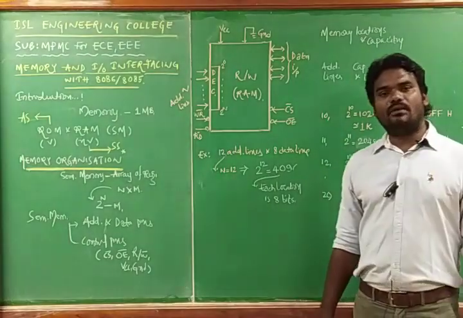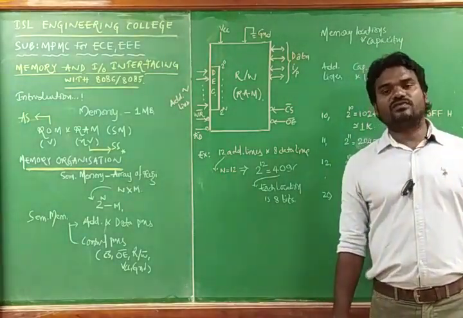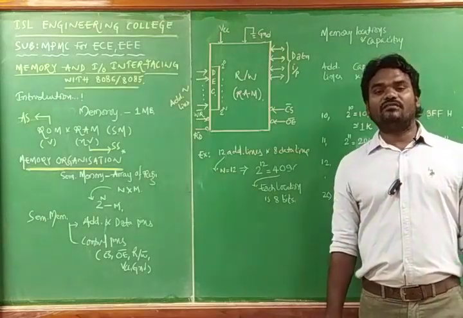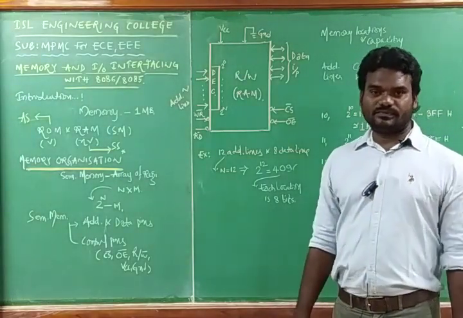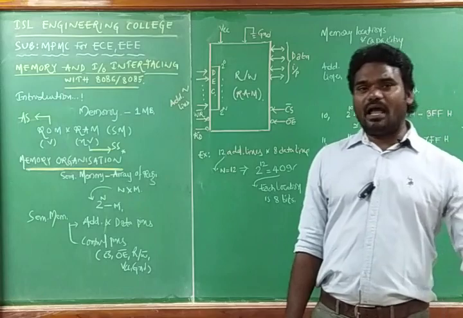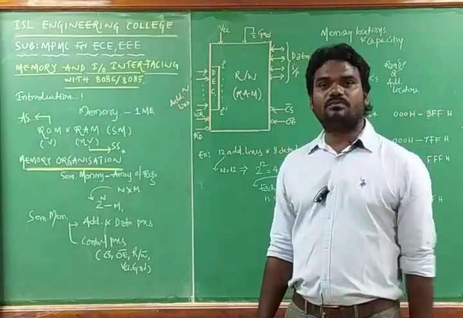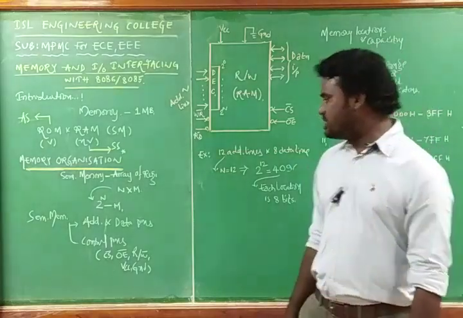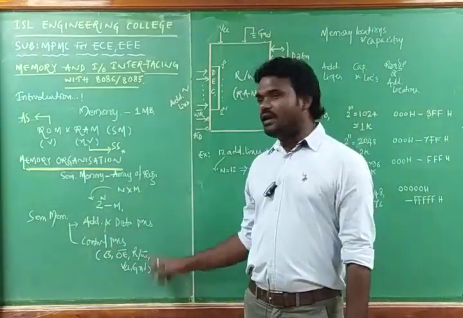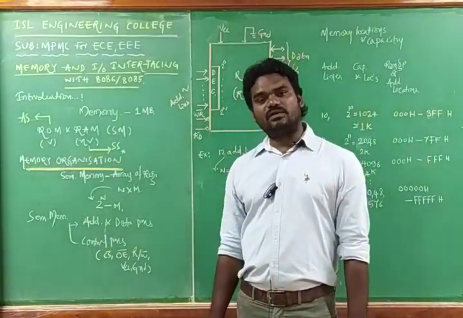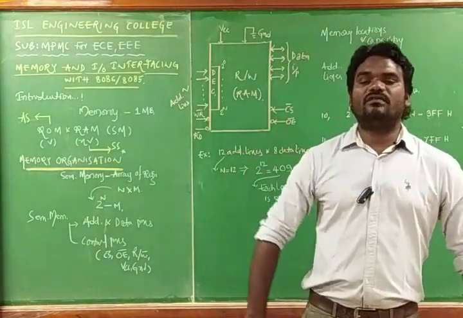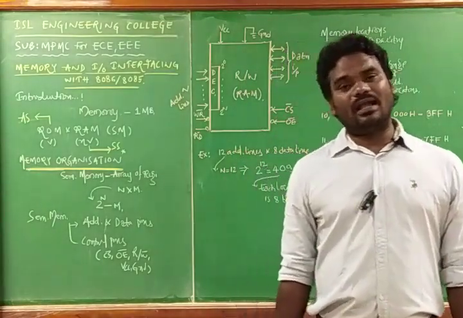RAM stands for random access memory, ROM stands for read only memory, and they are available in the form of ICs that can have two types of pins. Those pins are address and data pins. The first type of pins we can have in the RAM and ROM is address and data pins.